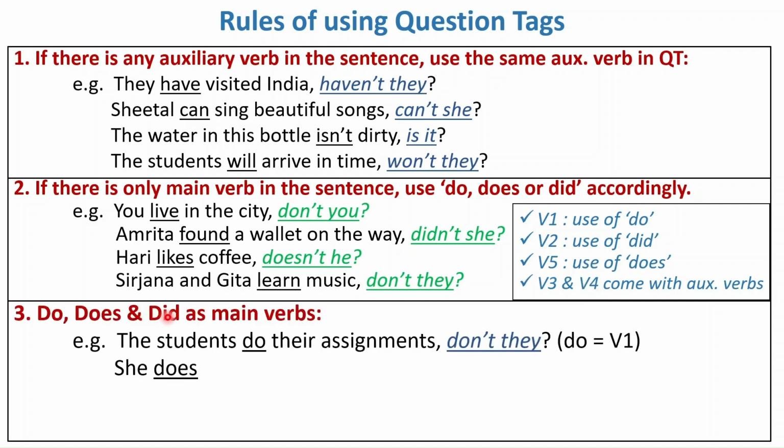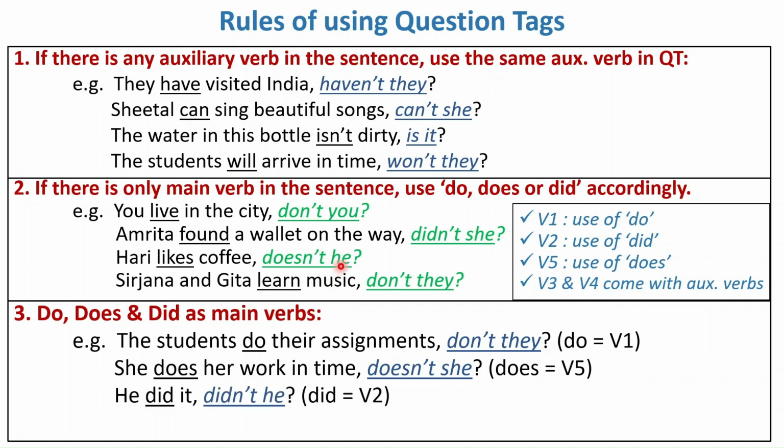Do, does and did as main verbs. We have already told that do, does and did, these are also different forms of do verb. Do is V1, did is past form or V2, and done is past participle or V3. Doing is fourth form of the verb do, and does is V5. Therefore, we treat these verbs as main verbs, and we use the same rule that we have already discussed in the second rule.